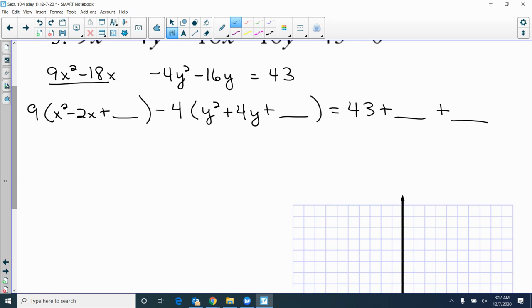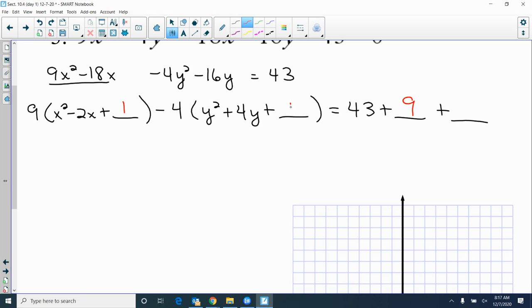Now in this case here, half of negative 2 is 1. We square that, we get 1. 9 times 1 is 9. You've got to make sure that's a 9 on the outside there. Okay, half of 4 is 2.